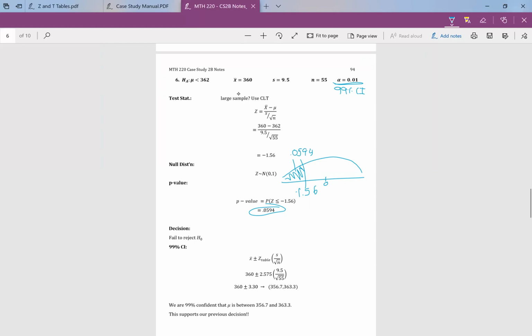So when your confidence interval contains the value of mu, that's indicative of you should have failed to reject H0, okay? Because the entire confidence interval needs to be below 362 in order to reject. Below, because it says less than.